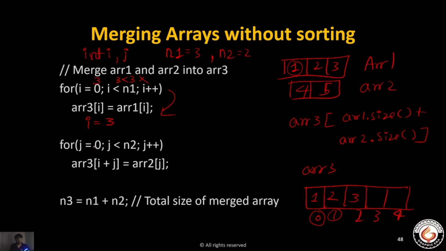For j equals 0, is 0 smaller than 2? Yes, that's correct. So we'll go inside it, and what was the value of i? That is 3. Here you can see it. And what is the value of j? That is 0. Here we are. Here we will put arr2[0]. What is the value of it? That is 4. And the same goes for 5. That's how we will merge two arrays or multiple arrays into a single array.